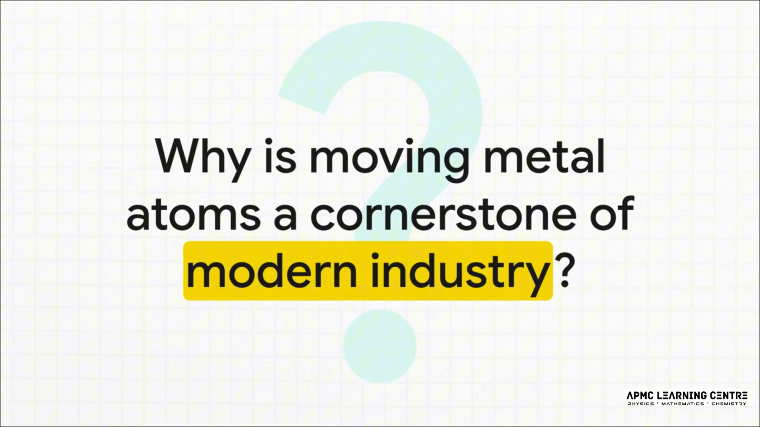If this is all just a relocation service for atoms, why is it one of the absolute cornerstones of modern industry? Because that simple, elegant act of moving metal, one atom at a time, is precisely what protects our cars from rust, purifies the copper wiring inside our phones, and so much more. It's a powerful reminder that sometimes the biggest industrial revolutions happen at the smallest possible scale.